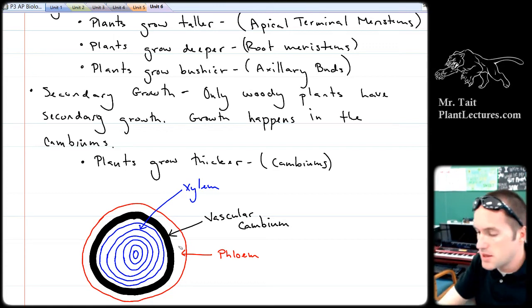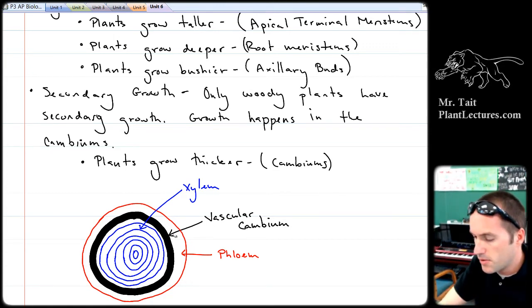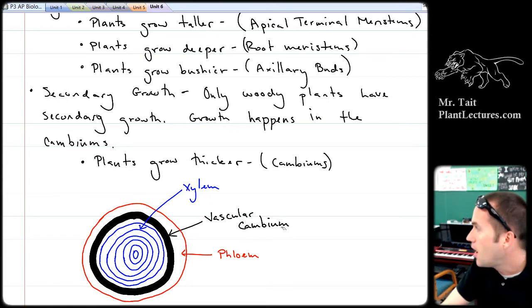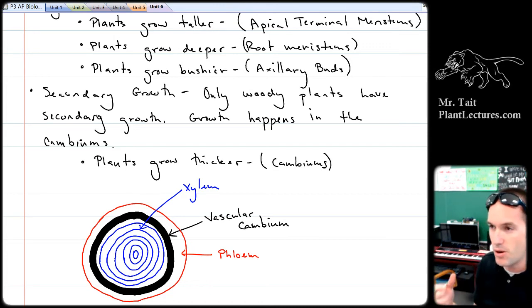So you can see that the outside of the vascular cambium would produce phloem, the inside of the vascular cambium would produce xylem. Okay, the xylem is what we refer to when we say that, like if I was going to go to Home Depot and I was going to go buy wood to build something, I would be going to buy xylem, right? Because all the other stuff would have to be cut away.